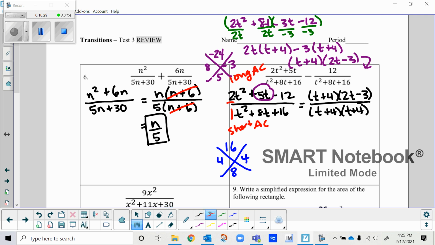And then the t plus 4's cancel, leaving me 2t minus 3 over t plus 4.